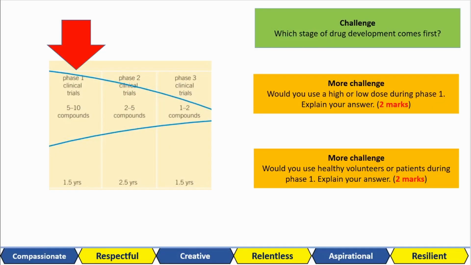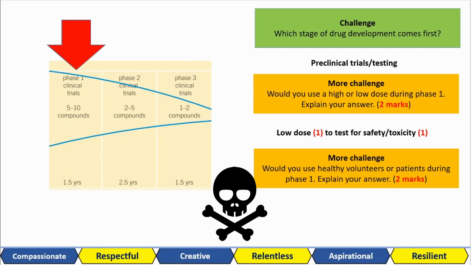The first question was slightly a trick question. The first stage is the preclinical trials, what we saw in the last slide. At the first phase, you should use low doses because the compound could be toxic when you inject it or give it to humans. This next question requires a little bit of thought.